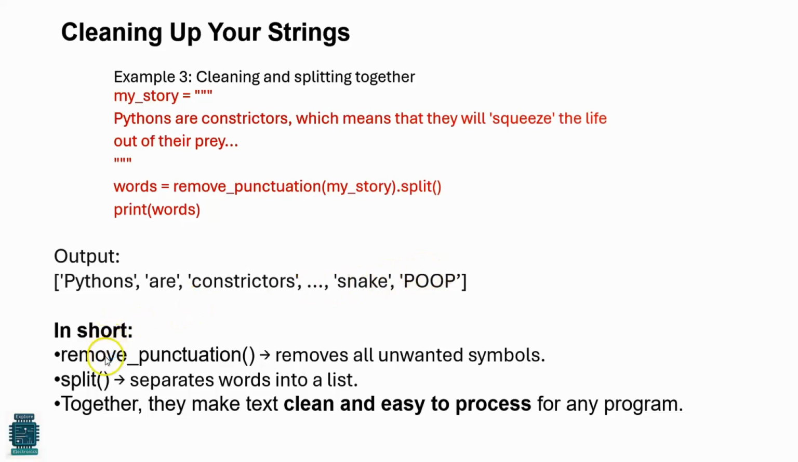In short, remove_punctuation removes all the unwanted symbols, whatever we don't want. Split means separate the words into a list. Here, it's looking like a list now. Before it is a sentence. After splitting, it looks like a list. Very clear? Together, they make text clean and easy to process for any program. We are using cleaning and splitting together. It will make it easy to process for any program.